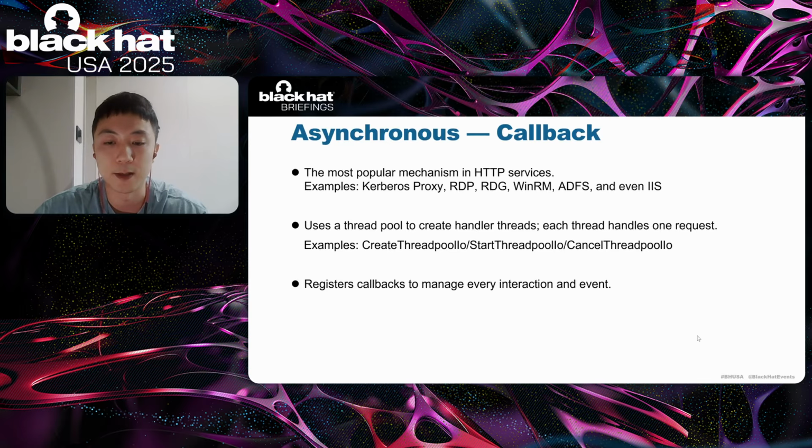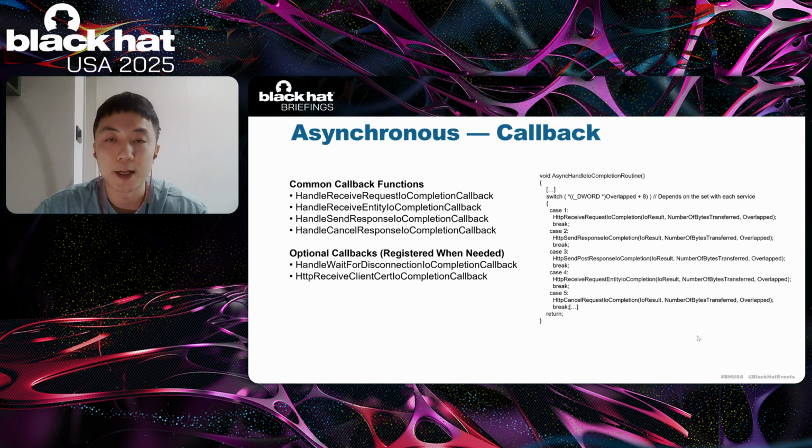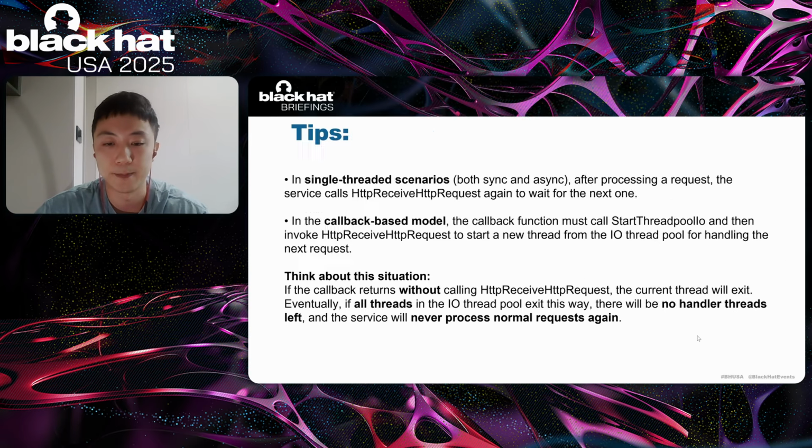The third async method uses registered callbacks. This is the most common way to handle HTTP requests in Windows services. With this method, multiple threads can handle requests from multiple clients at the same time. This is a common callback handling pattern. I have listed some common callbacks here. It's important to note that some callbacks are optional. These callbacks are registered based on the service's needs.